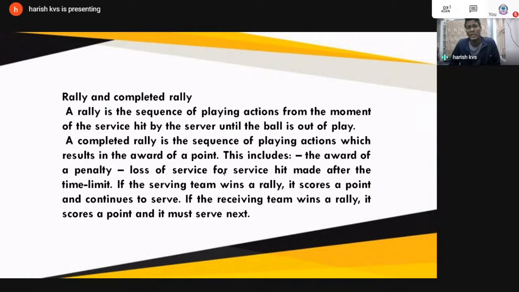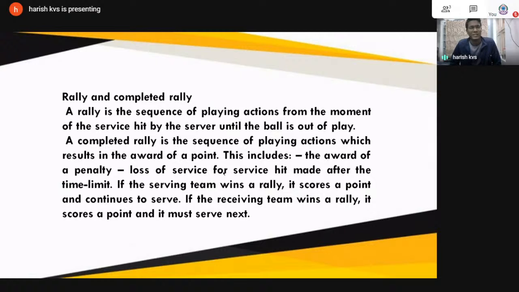So how is a rally completed? This includes the award of a penalty, or loss of service for a service hit made after the time limit. If the service team wins a rally, it scores a point and continues to serve. If the receiving team wins a rally, it scores a point and it must serve next. See, it is simple to understand.